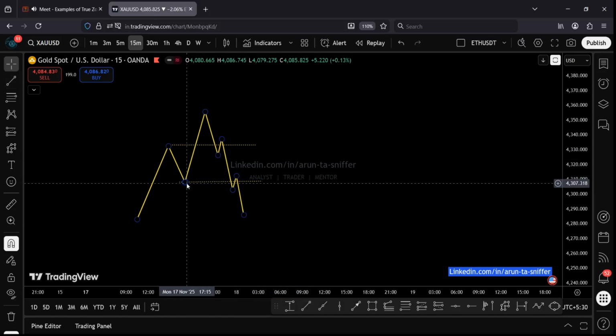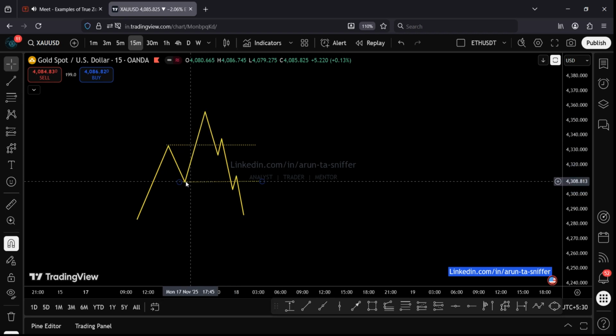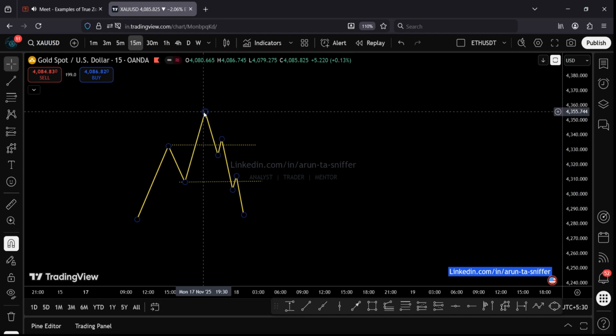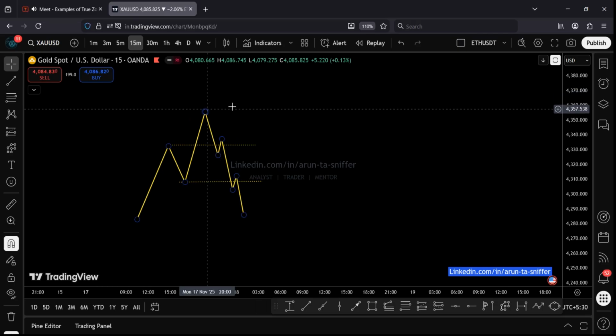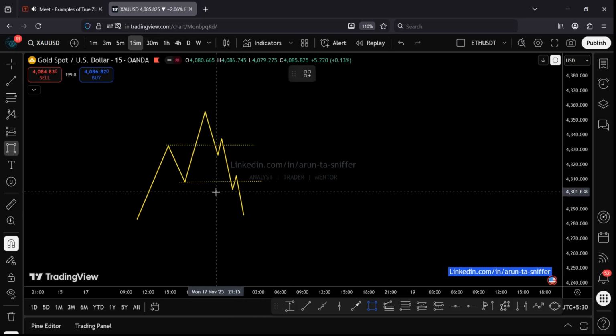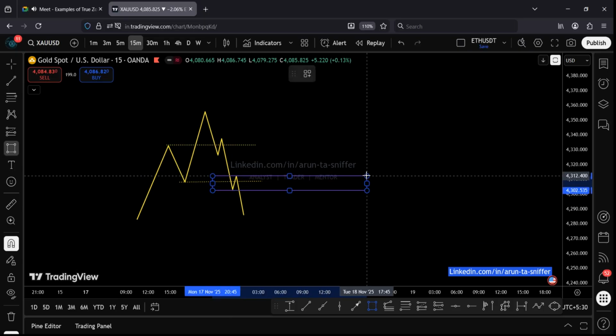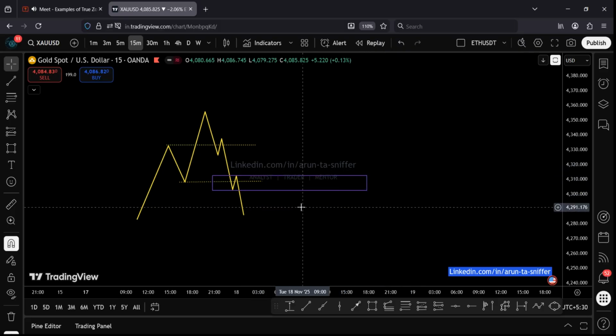When price goes up from this low and makes a higher high, if this head area is not hitting the true zone, then this is only RSK, right? Only RSK, and we will avoid trading this.